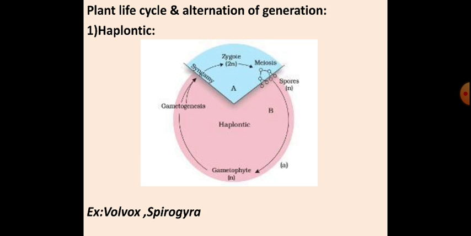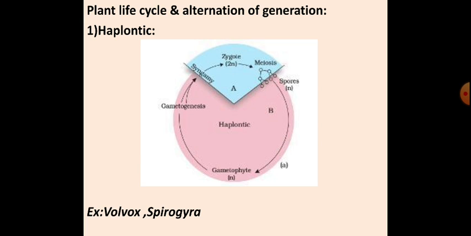This one cell zygote will undergo meiotic division and result in the formation of haploid spores. 2n will form n number of spores. These spores will undergo mitotic division. Why? Mitotic is equational division. We require a haploid body in the haplontic life cycle. The diploid 2n zygote will undergo reductional division and form haploid spores, n number of spores, which will undergo mitotic division to form n number of gametophyte.